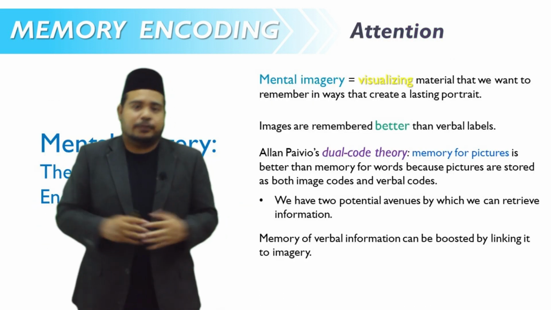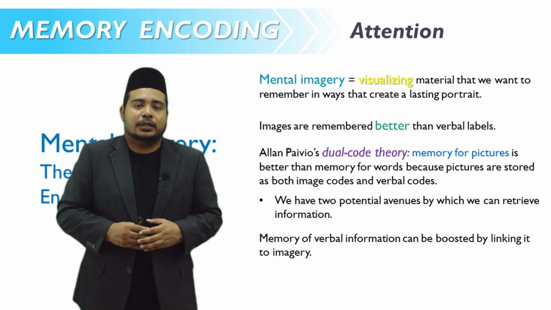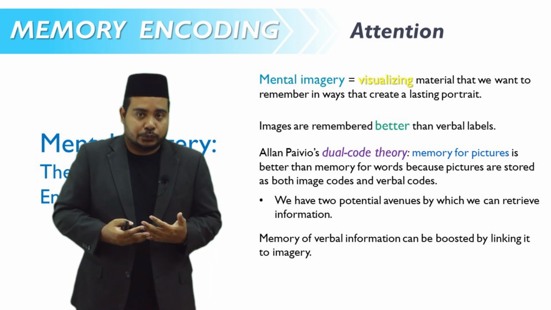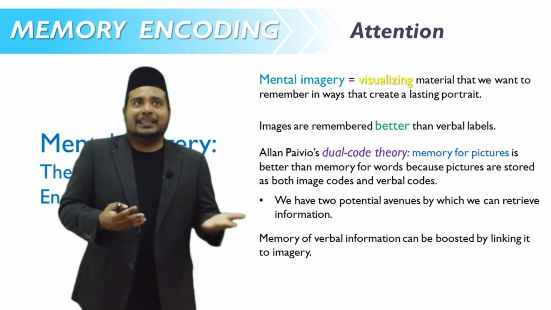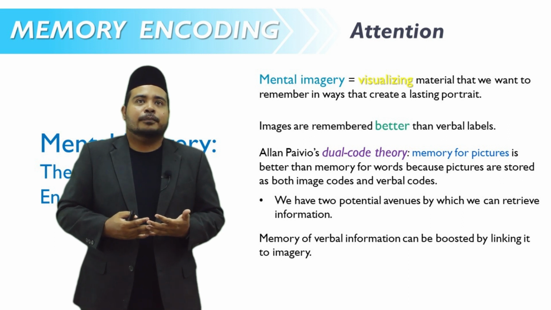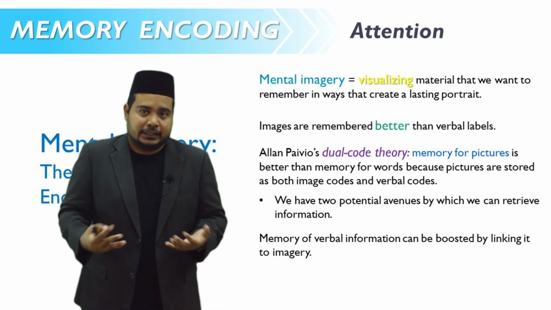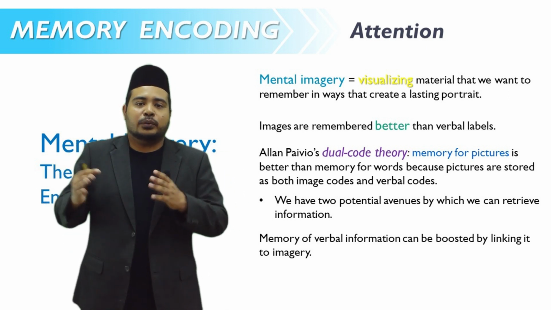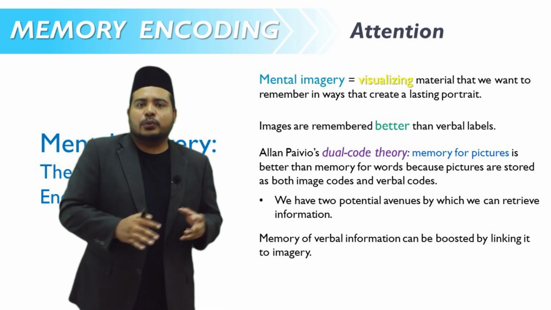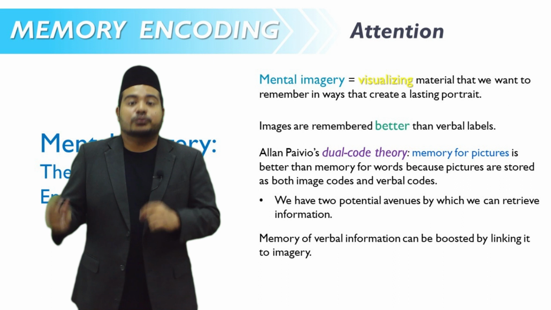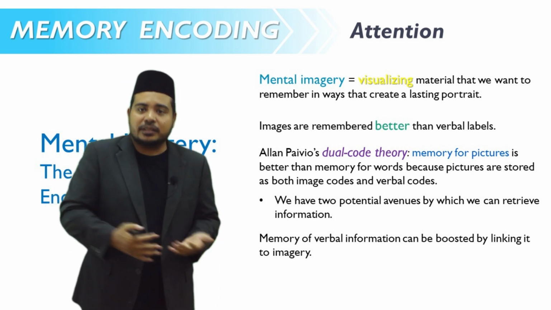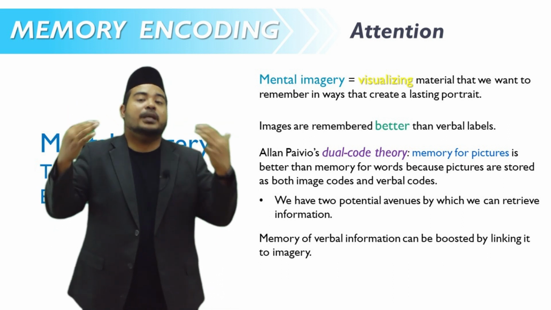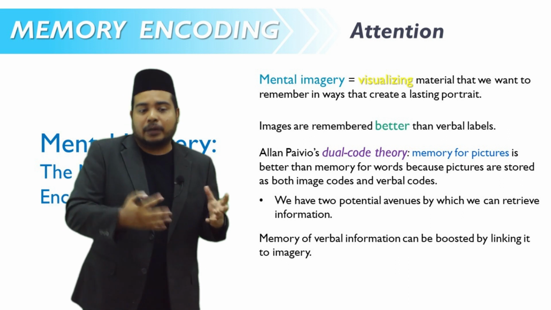The last process involved in encoding is mental imagery, and mental imagery is one of the most powerful encoding tools. So what is mental imagery? Mental imagery is basically using our imaginative ability. We visualize material that we want to remember in ways that create a lasting portrait. We imagine the information that we have learned.